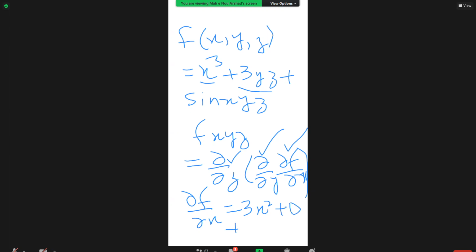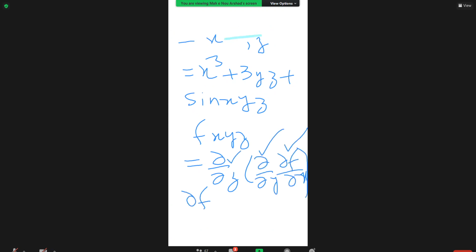And what will be the derivative of this one? The derivative of sine is always cos xyz. And what will be the derivative of xyz? You will always take the derivative of the angle when you are taking the derivative of any trigonometric function. The derivative of xyz will be equal to yz. Okay, x will be treated as a variable, so the derivative of x will be equal to 1.